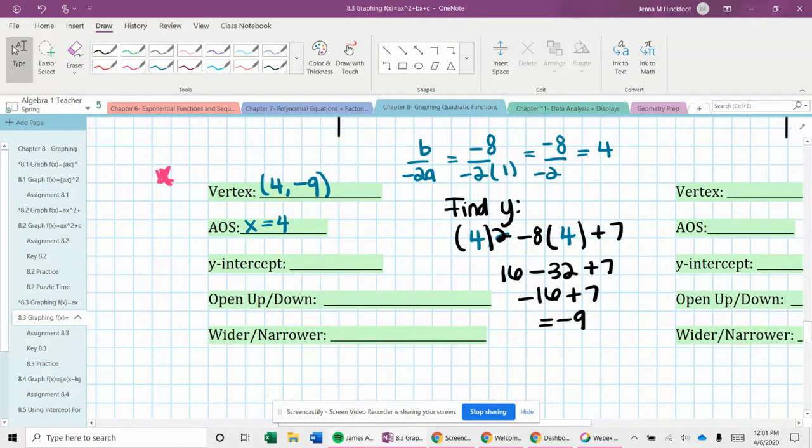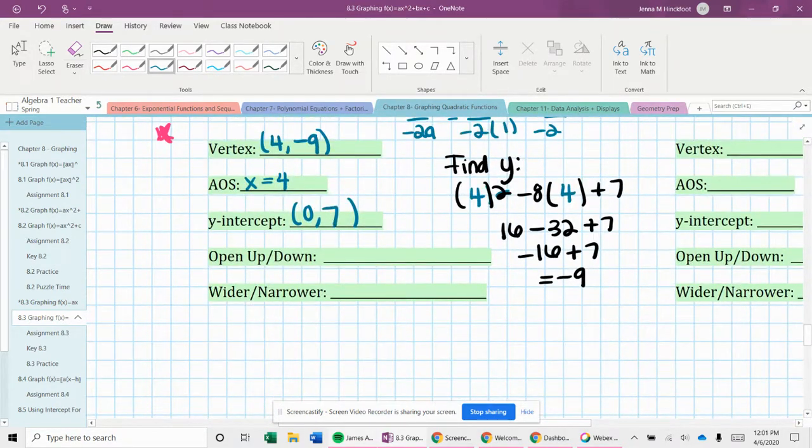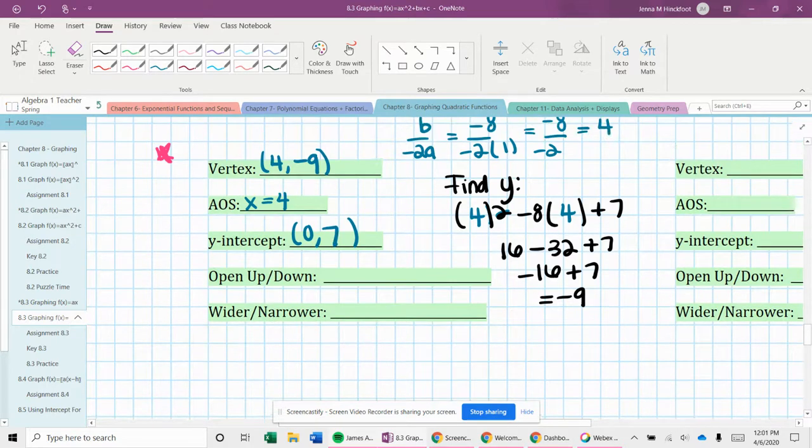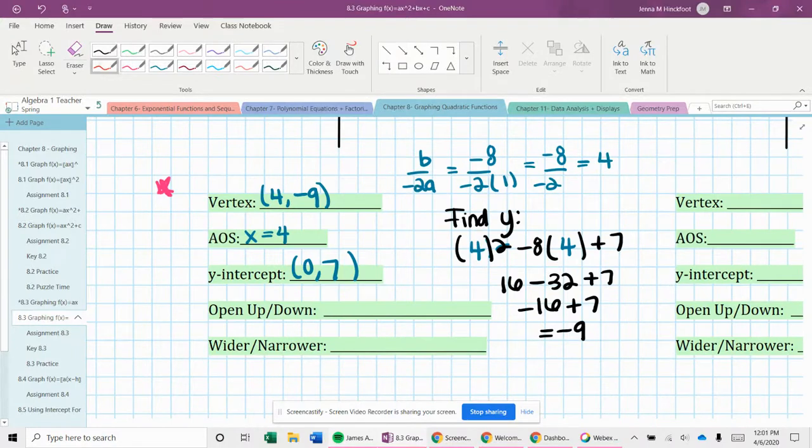And now we're going to find our y-intercept. Remember that's 0, whatever your y is, which is our c. Our c is 7, so 0, 7. Up, down, wider, narrower deals with a. Our a is 1. Because our a is 1, positive, it opens up, and because it's 1, remember that's actually the same as x squared. Keep that in mind.